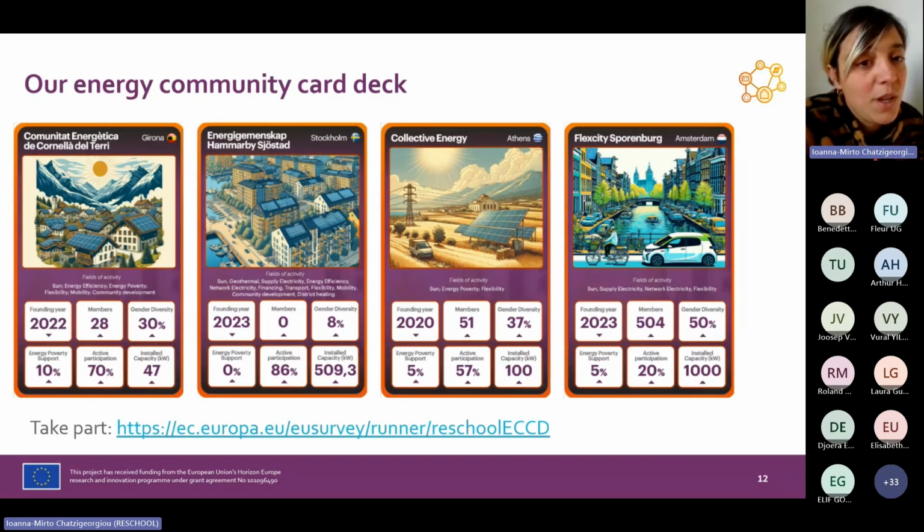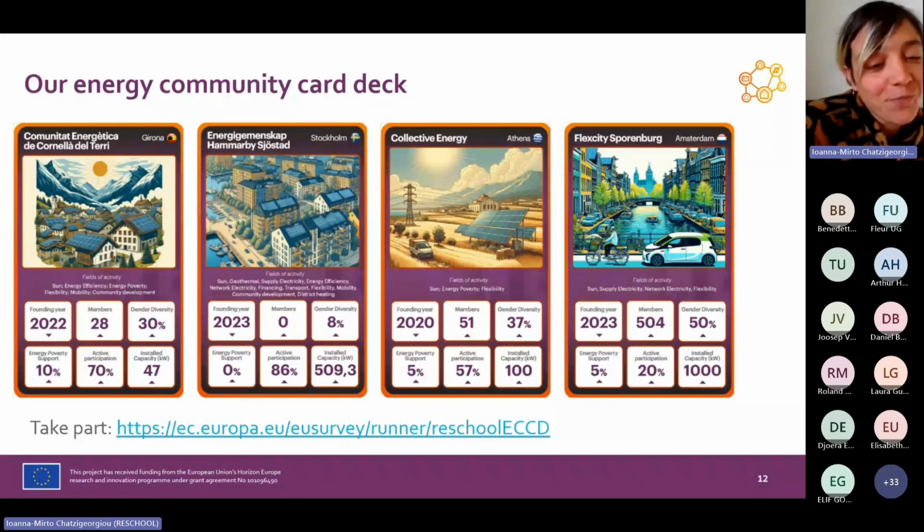This is the outcome. These are the 4 energy communities participating in Reschool. As I said, the images are created by AI, and the data we collected from our energy communities. We also created a survey that we shared with other energy communities, because we are trying to complete the deck with 32 cards. And I will also put this link in the chat. So if there are any members of energy communities here, or people that are related with energy communities and they feel like it's a good idea to share it with them, please help us complete our deck of cards.